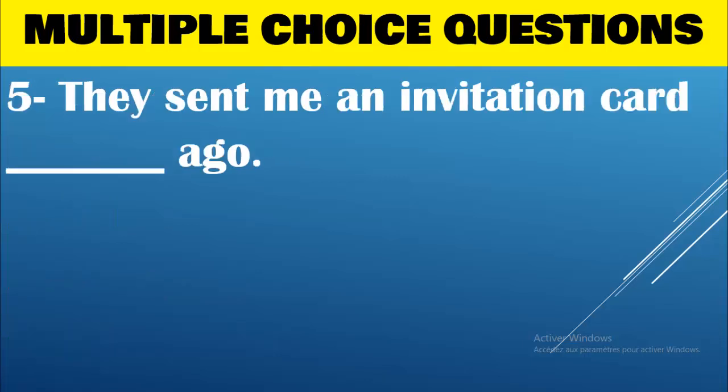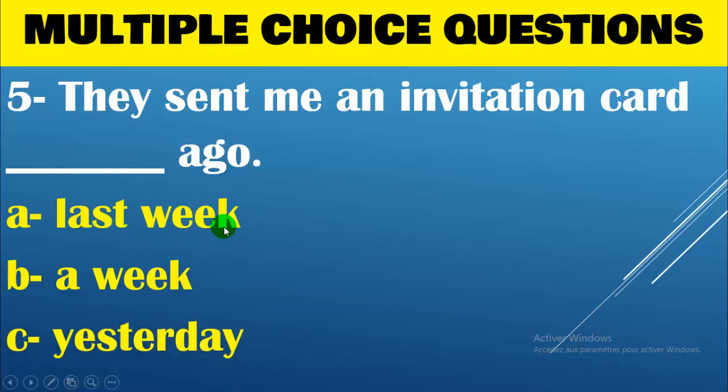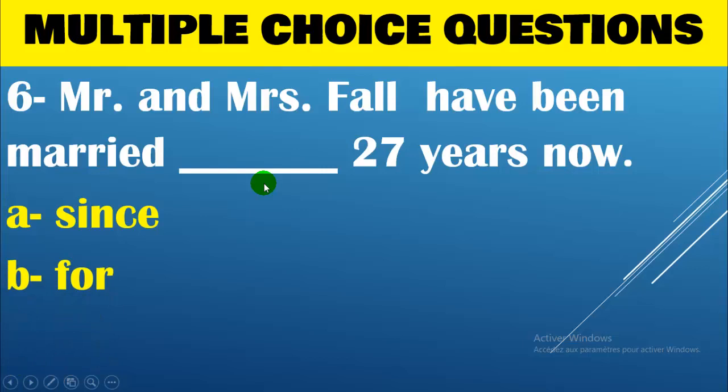Number 5, they sent me an invitation card. Ils m'ont envoyé une carte d'invitation ago, last week, a week, yesterday. Do you say last week ago, a week ago, or yesterday ago? The best one is a week ago. Number 6, Mr. and Mrs. Fall have been married since, for, ago. For, the duration, 20 years now, 27 years now.